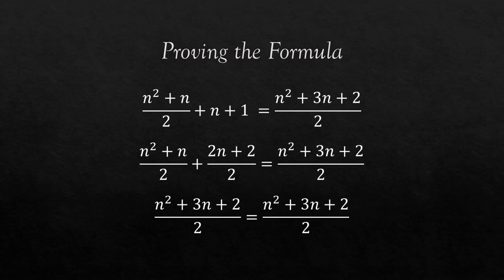Multiplying the binomials, we find that n squared plus n over 2 plus n plus 1 equals n squared plus 3n plus 2 over 2. Lastly, we can combine n squared plus n over 2 and n plus 1, as n plus 1 is nothing but 2n plus 2 over 2. And thus the whole expression becomes n squared plus 3n plus 2 over 2, and we can now see that both sides are clearly equal, meaning that if the formula works for some number n, it will also work for n plus 1.